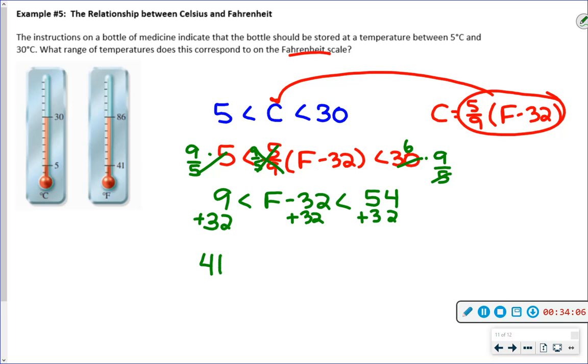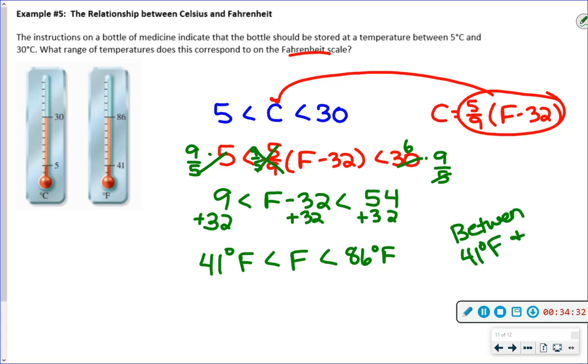Now, I'm going to make this look pretty for my final answer. I'm going to put a degree symbol on. And of course, we're in Fahrenheit. 54 plus 32, what do we got? 86 degrees Fahrenheit. So, I don't care if you leave your final answer as that very lovely inequality. You can write it out in words, it should be between 41 Fahrenheit and 86, as long as you have something indicating that.